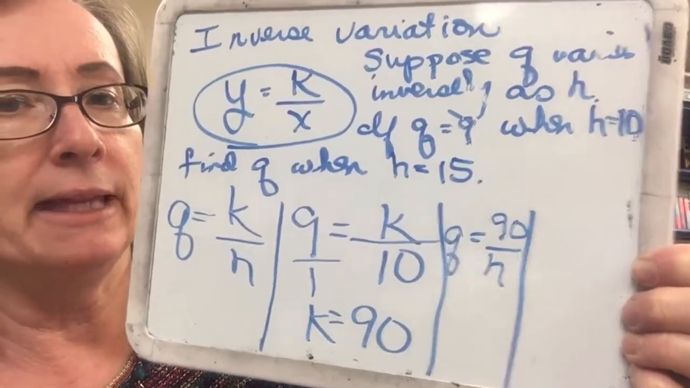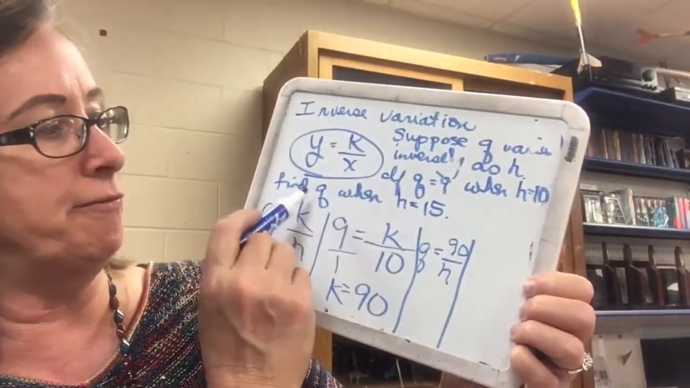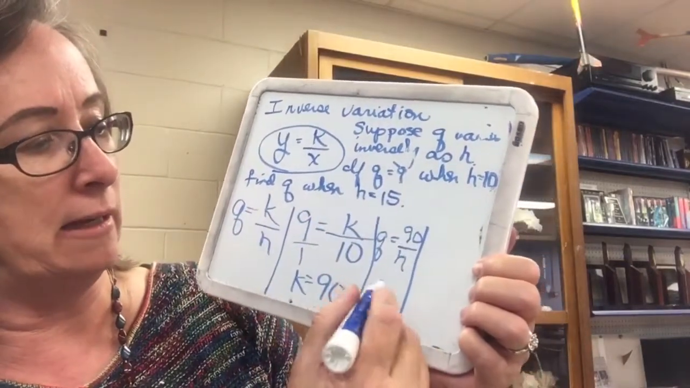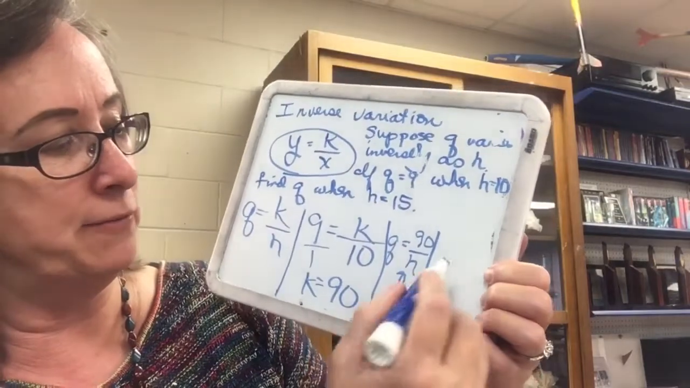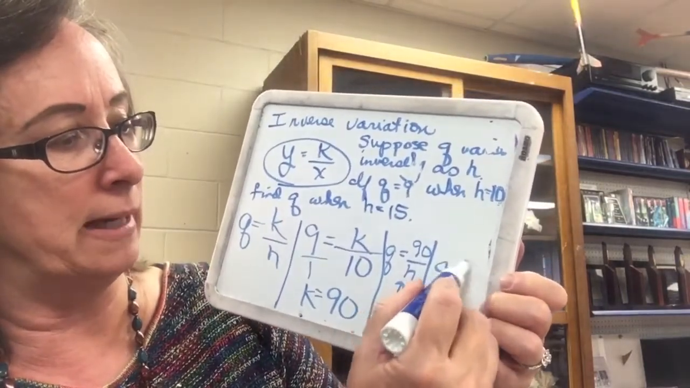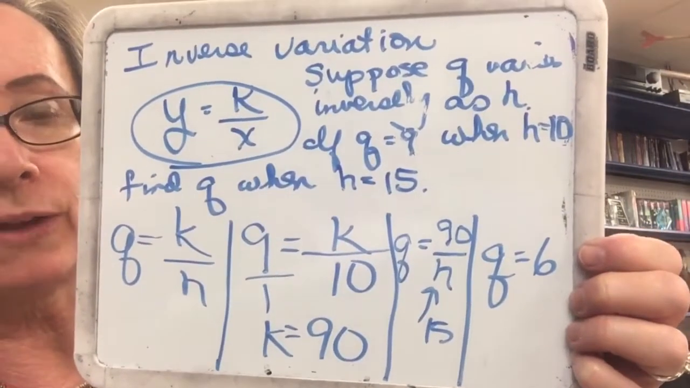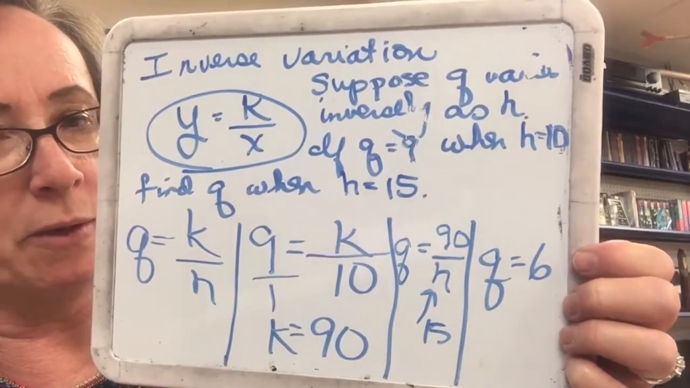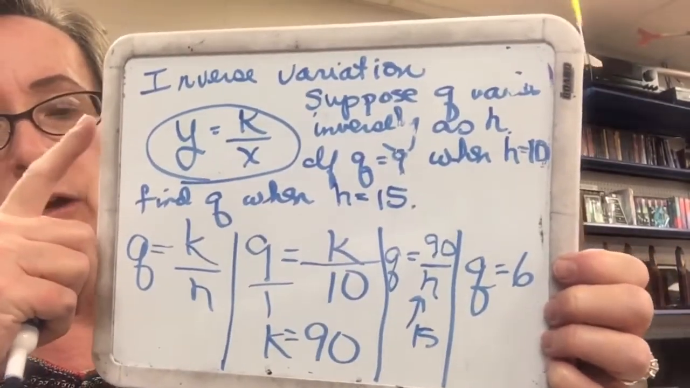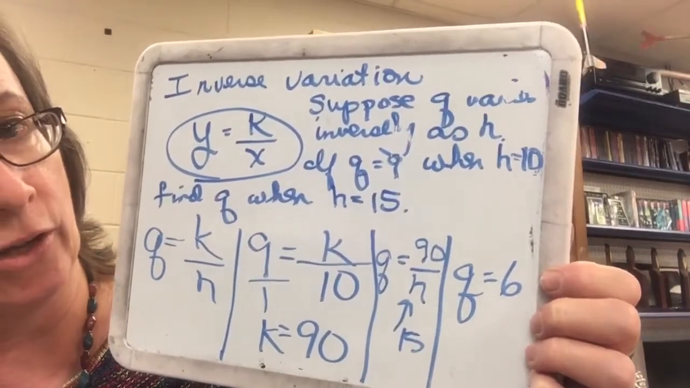Okay, and then the last step here is to then find q when h is 15. So if h is 15, 90 divided by 15 is 6, so q is 6. That was an inverse variation, and we solve it just the same way, but we have the formula here where the variable goes downstairs.